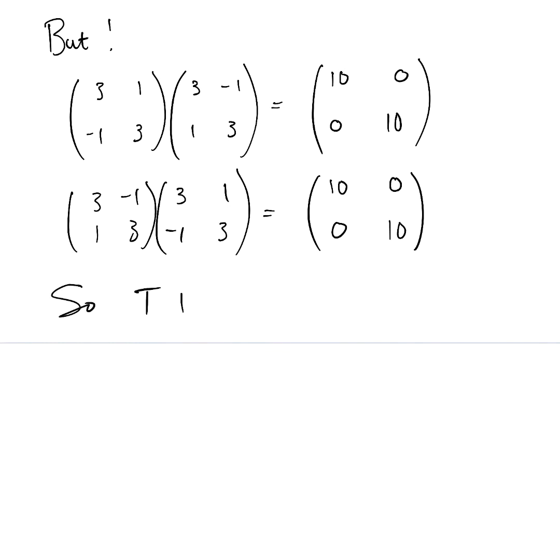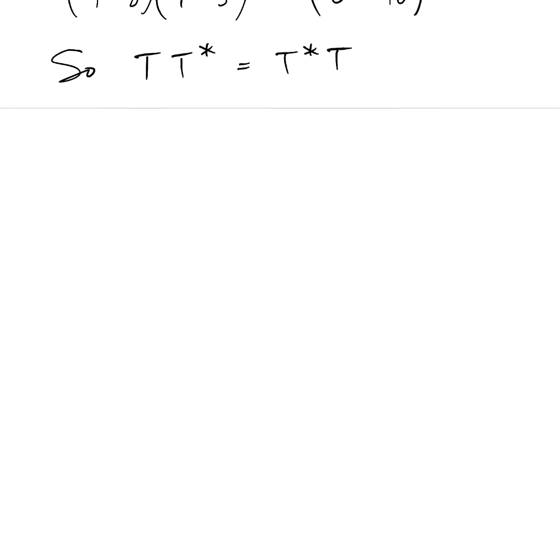So T T star is the same as T star T, even though T and T star are not the same. In other words, this mapping, this thing we're calling T, it commutes with its adjoint. So you can multiply T and its adjoint in either order and you get the same answer. This leads to a definition. That's quite the lucky fluke.